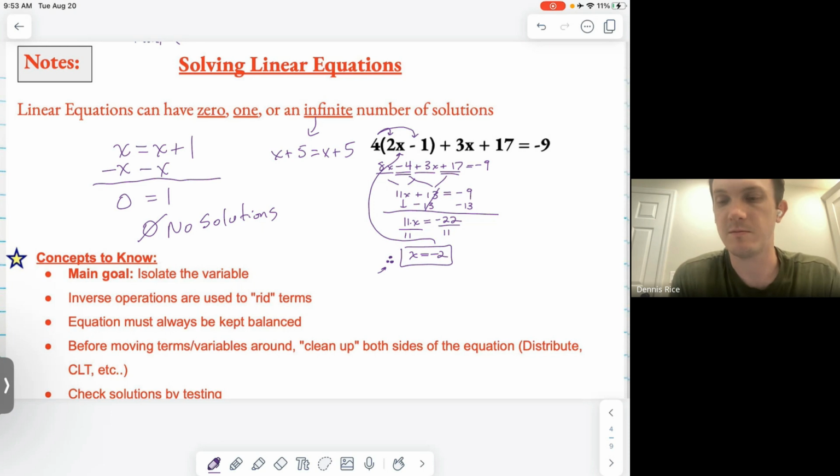Yes, we will do these during the school year. So yes, there'll be questions like this. Everything works. So in this case, you say infinite solutions. We don't have a real symbol for that, but you could say all real numbers.